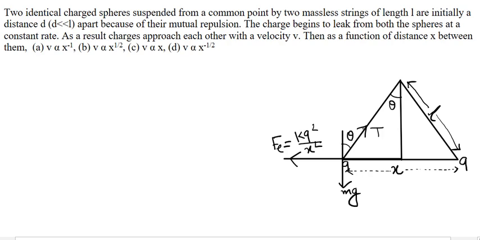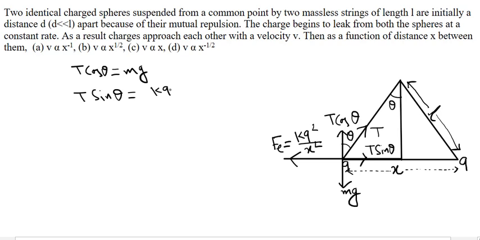Now here the tension T in this direction has the component T sin theta, and in this direction T cos theta. So at any instant T cos theta is equal to mg, and T sin theta is equal to the electric force, that is k q square by x square. Now divide the second equation by the first. T sin theta divided by T cos theta, that is tan theta, is equal to k q square by x square mg.